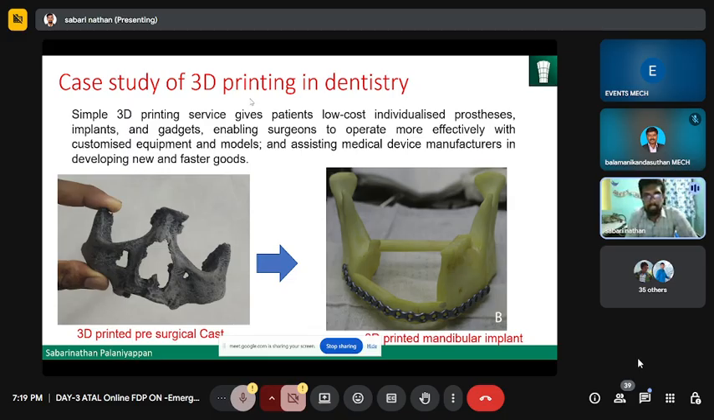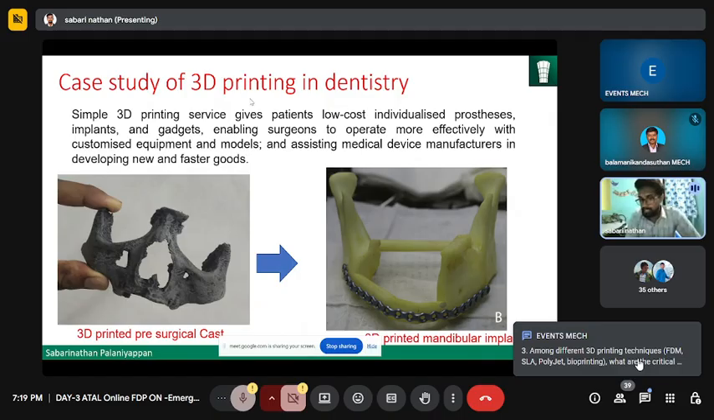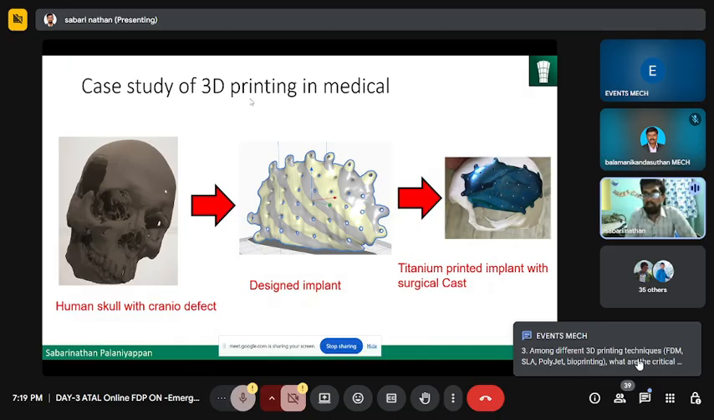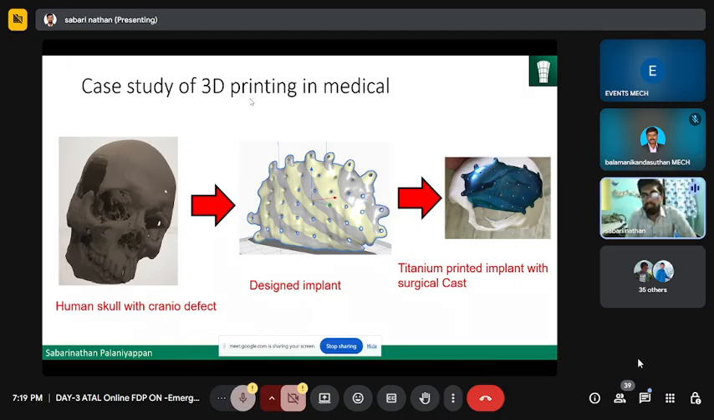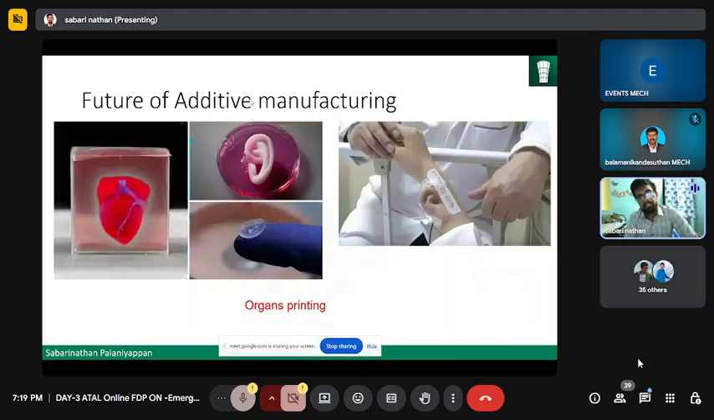So these are some of the case studies. The first one is a 3D printed surgical cast. The second one is a mandibular implant, a metal one. Then this one is a commercialized titanium implant. This one is some of the functionally graded implants.